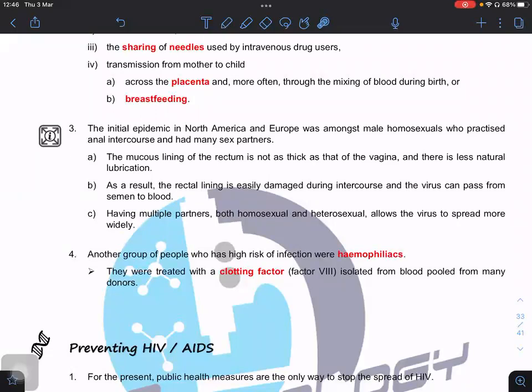Another group of people at high risk of infection are hemophiliacs. Because hemophiliacs don't have the clotting factor for blood clotting, so they have blood clot issues. Due to what? Due to not having the factor.